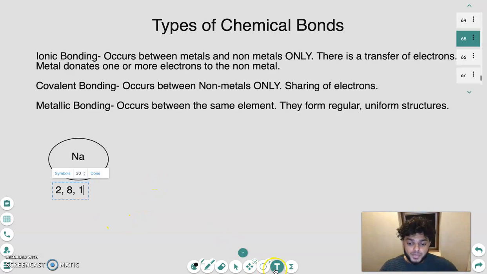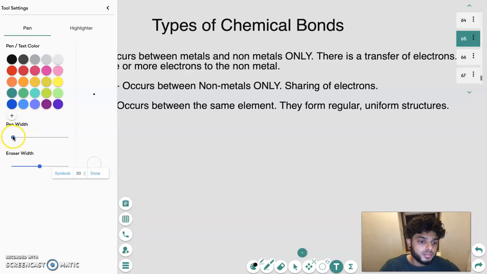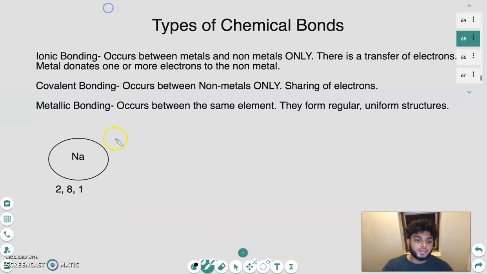So how we can represent this is with either a dot or a cross. I will be doing sodium with a dot. Let's just get the pen. So this is the electron in the outer shell of sodium. This is the 1 electron that we have here.